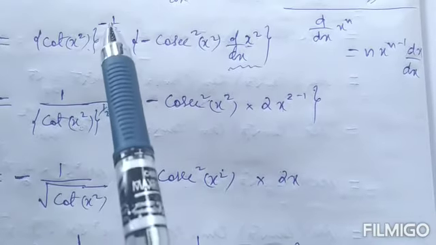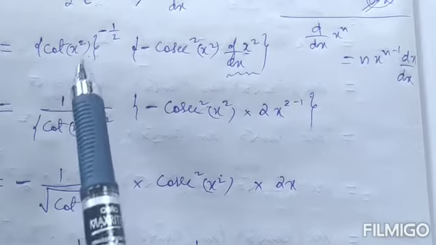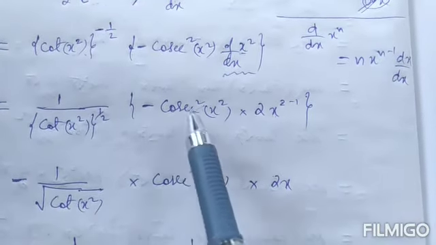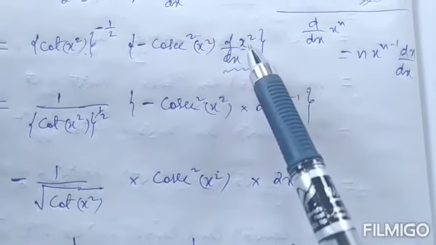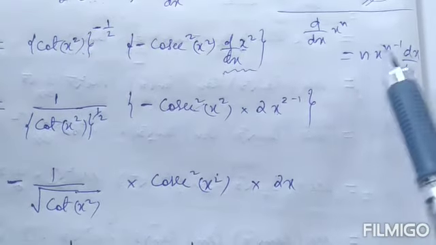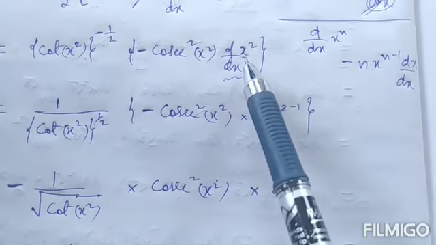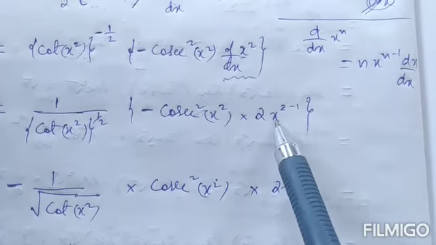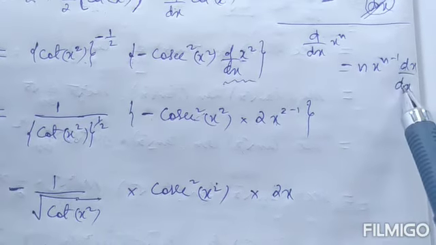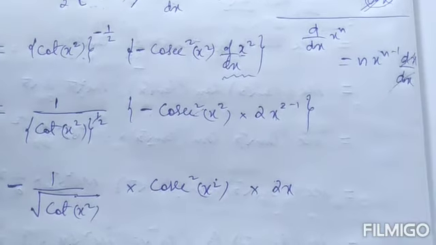On the next line, I'll make the power positive. That means I'll have power 1 by 2, so I have to write cot of x square on the denominator. And then minus cosec square x square remains the same. I have to differentiate only x square. That means the x power n formula. n will be 2 here. Replace n by 2, so I'll have 2, and then replace x as x itself. Then n minus 1, we will have 2 minus 1. d by dx remains the same. In place of x, we have x only. That means dx and dx will get cancelled.